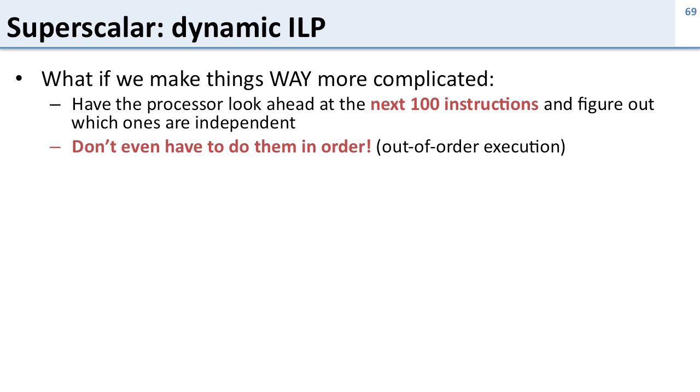We don't even have to do them in order. So once we've figured out which ones are dependent, we can do them in whatever order makes the most sense. It's called out-of-order execution. So what do we need to do this?